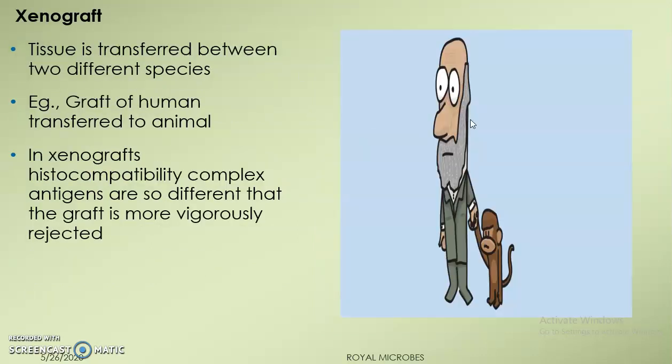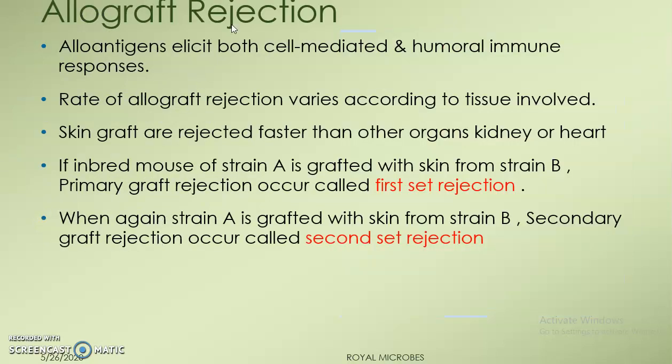Last one is xenograft. In xenograft, the tissue is transferred between two different species. That is, the graft can be transferred from human to animals and vice versa. In xenograft, the major histocompatibility complex antigens are so different that the graft is more vigorously rejected. So it is not widely employed, or not employed at all. Next we can see a small introduction to allograft rejection.